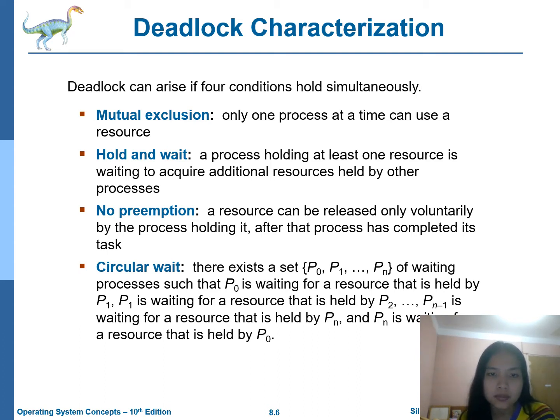Circular wait: there exists a set of waiting processes such that P0 is waiting for a resource that is held by P1, P1 is waiting for a resource that is held by P2, and so on.